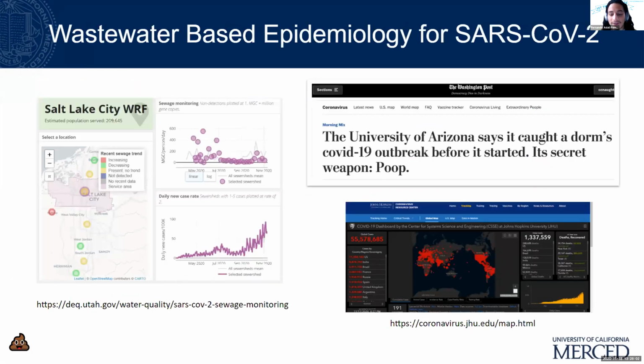Many universities and public authorities around the world are using sewage surveillance to guide local policies on COVID protective measures. Utah's Department of Environmental Quality has a very in-depth sewage surveillance system and monitors many wastewater treatment plants and sewage sample sites around the state. Another great example is the University of Arizona, who, through testing the dorm's wastewater, were able to find and isolate 2 asymptomatic students who had the virus.